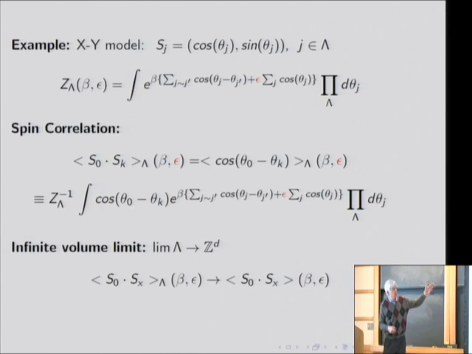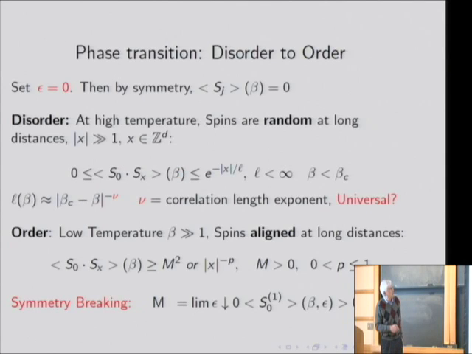So that's a specific example. And now let's see what can happen. What is a phase transition? Well, first of all, let me start out by saying if I drop my magnetic field here, this epsilon, then by symmetry, the average spin will be 0. That's simply because I can flip it and I don't change the energy, so the spin-spin correlation just vanishes.